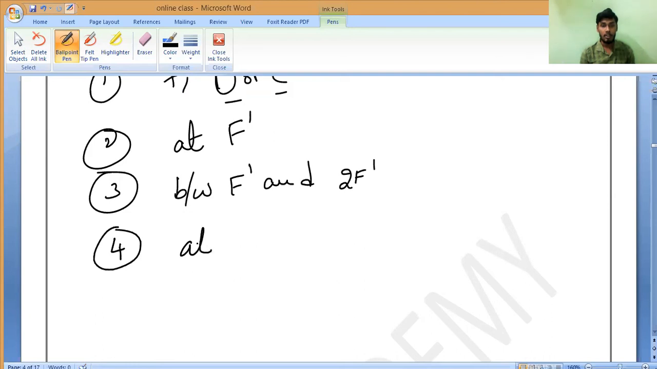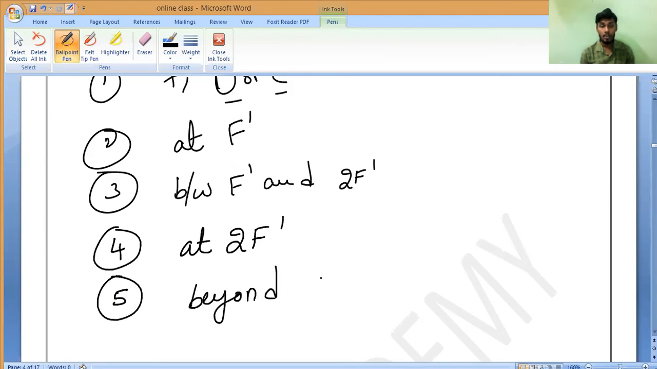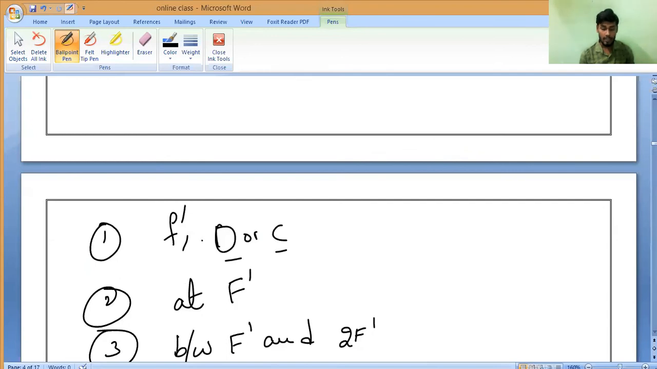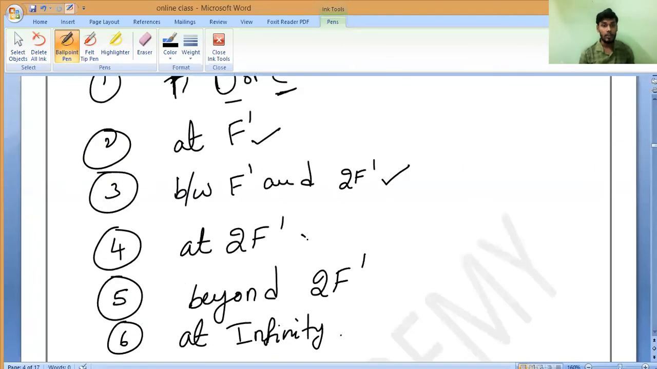Next, at 2F, at 2F dash. Next, beyond 2F, beyond 2F dash. Next, the sixth one, at infinity. Do you all understand? So these are the cases. At F dash, even if you take this as a capital F, it is even better. Between F dash and optical center C. Next, at F dash. Next, between F dash and 2F dash. Next case, at 2F dash. And next case, beyond 2F dash and infinity.